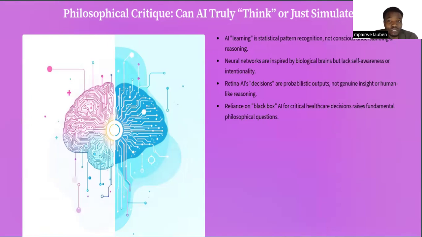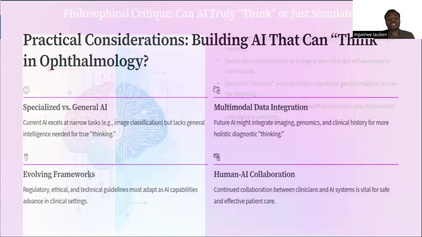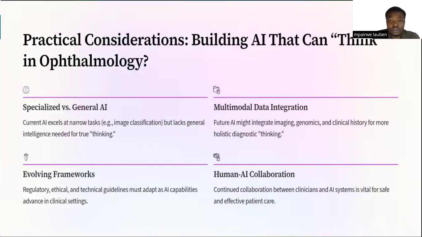It is built upon neural networks that are normally inspired by human biological brains. But these neural networks lack human consciousness. Retina-AI decisions are probabilistic outputs. They are not genuine human insights based on conscious reasoning. Retina-AI is like a black box when it comes to critical health care decisions, which raises fundamental moral questions. Then we'll look at the practical considerations when it comes to building AI that can think in ophthalmology.